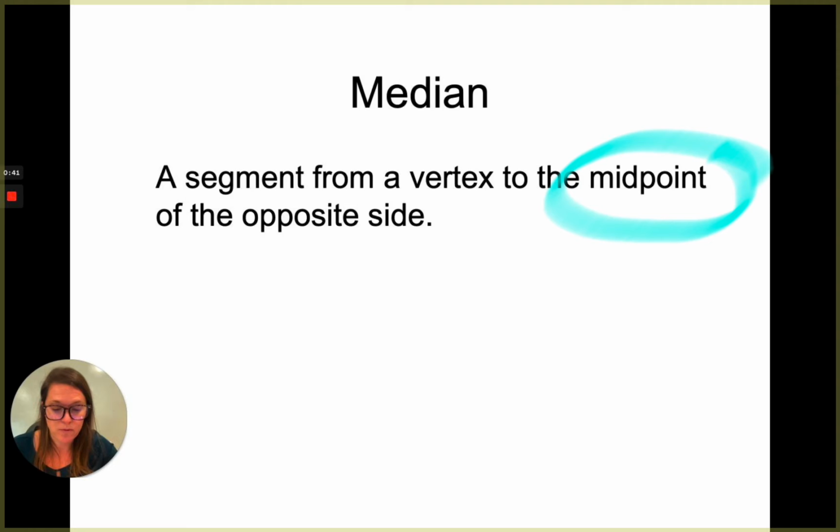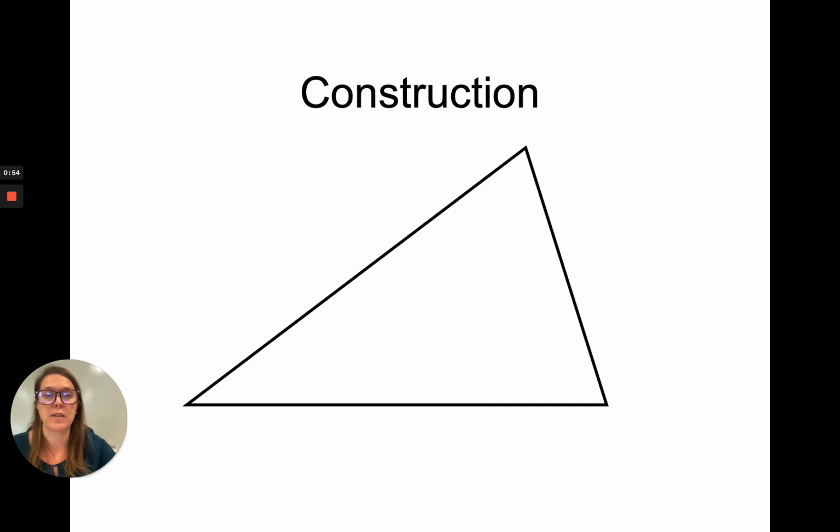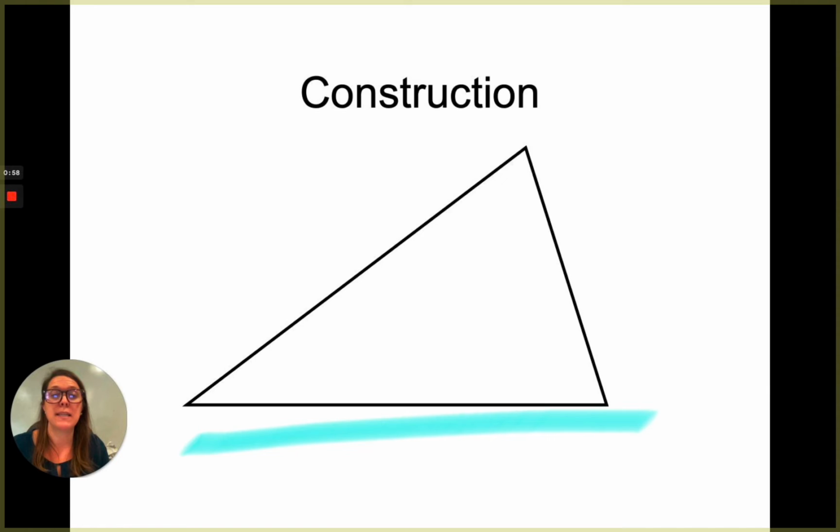So if I were to make you guys do a construction of it, which I won't, if I wanted to construct a median, I would have to find the midpoint of one of my sides. So how do we find midpoints? Well, I could either take my piece of paper and fold it in half and find the middle of it, or I could take my ruler and line it up and measure it. Do I have a ruler? Nope, no ruler. So I'm going to pretend that I'm taking my ruler and putting it there.